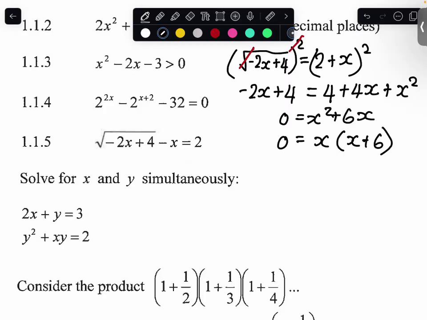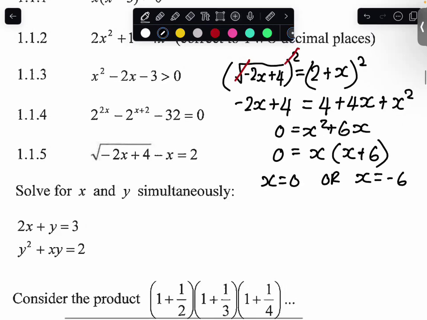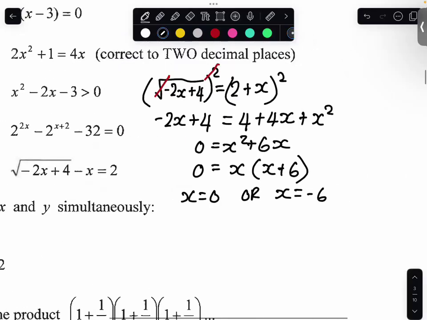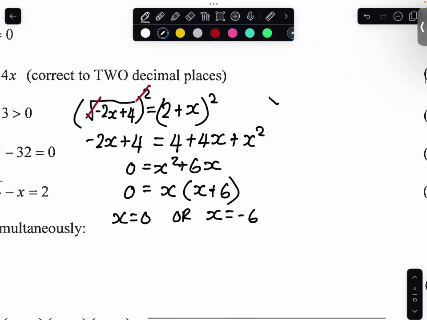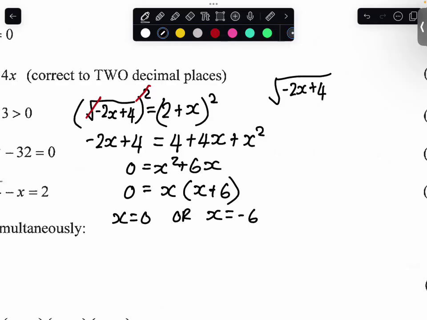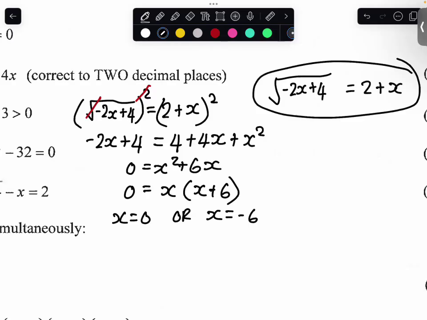And then at this point, again, you have two things that are being multiplied, and the other side is a 0. You can go straight into your answer. x is equal to 0 or x is equal to negative 6. However, this being a surd sum, once you have your solution, you have to test it. And you test it in the step where the surd was alone. The surd was alone in the step: the square root of minus 2x plus 4 is equal to 2 plus x. So in this step, where the surd is alone, you're going to test both solutions.